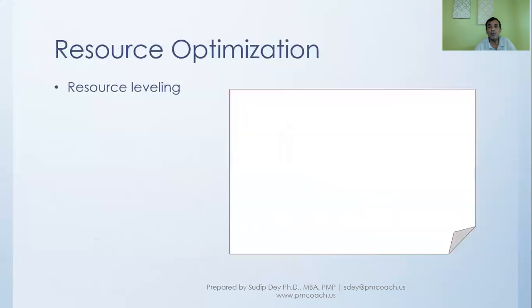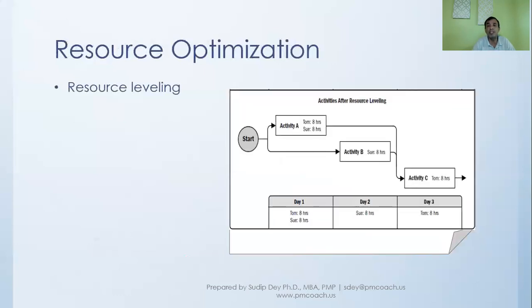So finally, this is the kind of sequence you'll see after the resource leveling is done. What is happening? We are first doing activity A, and here you are finding that Tom and Sue are 8 hours. Activity B is being done in day 2, and the resource is now leveled. And as a result, activity C shifts to day 3, and the whole project is being done in 3 days instead of 2 days. So this is an example of resource leveling.